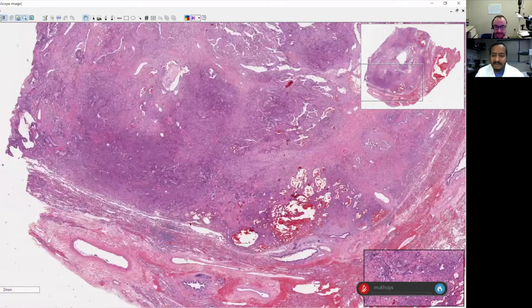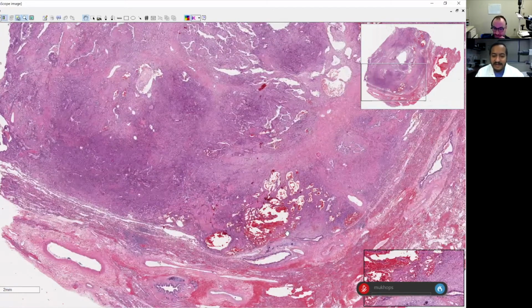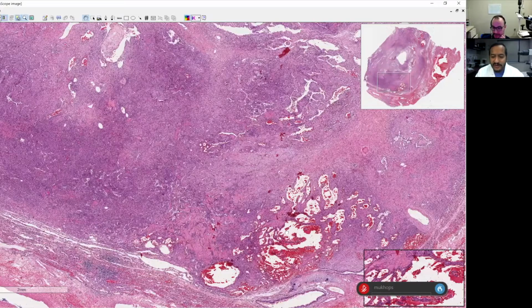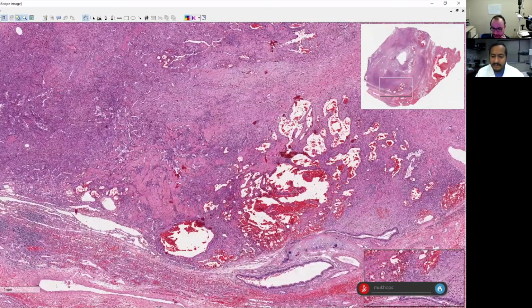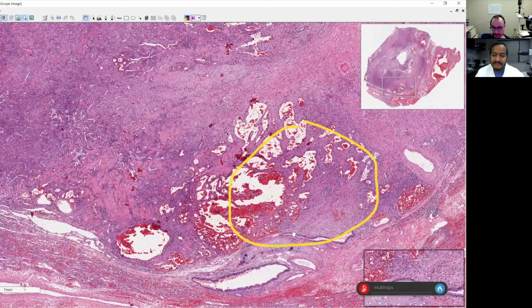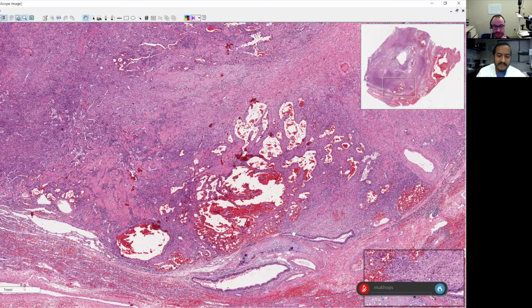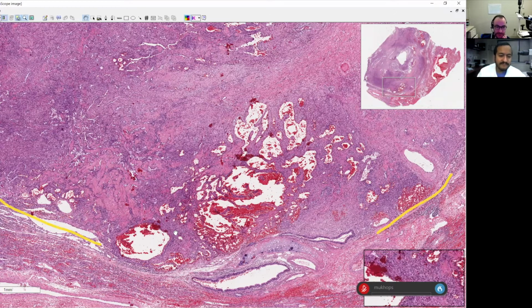So Matt, I'll leave it to you to describe a little bit. Go ahead. So it looks like we have first at low power here. Actually, this kind of caught my eye. These hemorrhagic spaces there that almost look like blood lakes, I think that you could describe them as. And then this lesion seems relatively well demarcated against the adjacent lung there. And then the lesion itself seems a little bit heterogeneous, where we have these blood-filled blood lakes.